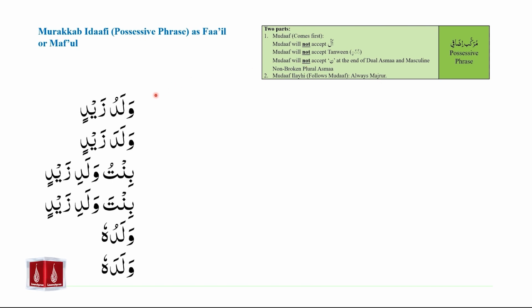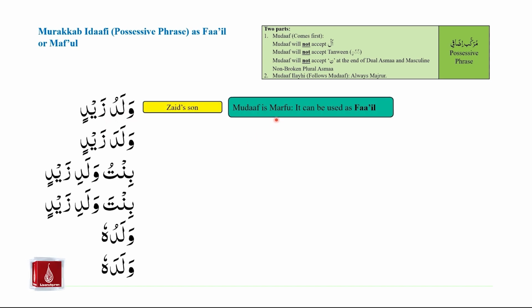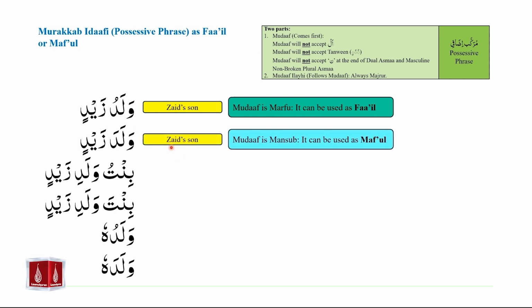Let us look at the following examples of murakkab izafi. First we have waladu zaidin. Waladu is mudaf, waladu is marfu, zaidin is mudaf ilay. In the case of waladu zaidin, the mudaf is marfu, therefore it can be used as fa'il. Walada zaidin also means Zaid's son, but walada is mansub, which makes the murakkab izafi mansub and therefore it can be used as maf'ul.